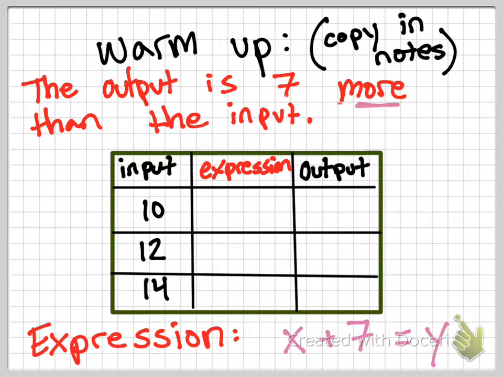We know that it's more, which means plus. We know that's than, which means it comes after the input. So the output is, which means that's what it is, equals. The output equals 7 more than, so it comes after that x, the input. So that's how we figure this out. Our initial expression slash equation is this right here. X plus 7 equals y.